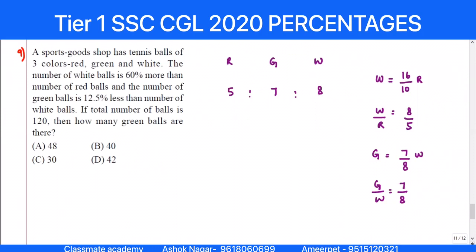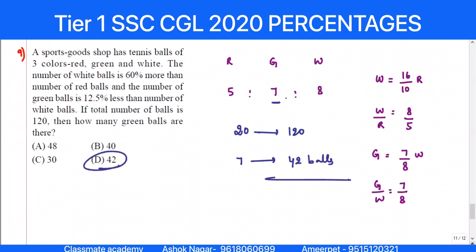If the total balls is 120, how many green balls are there? Total how many? Total 20. Here 20 parts is how much? 120. Green balls are how many? 7. 7 sixes are 42 balls. Because you are asking for green, green is 7. So total is 20, 20 parts are 120, 7 parts are 42 balls.